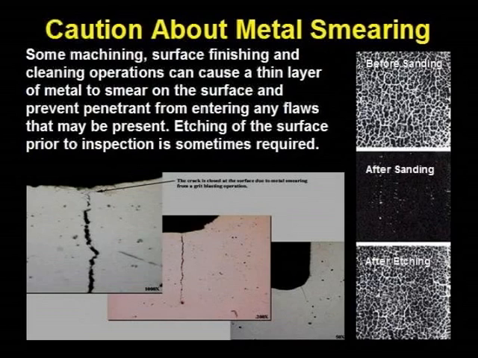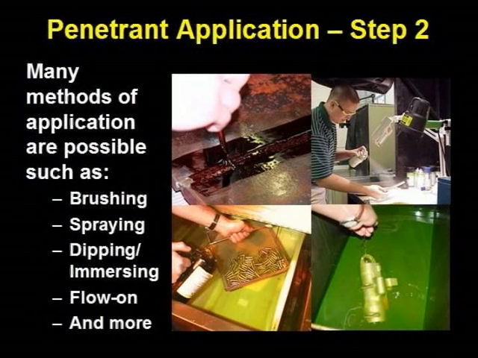Besides contaminants, the defects which normally would be surface breaking can sometimes be closed by metal smearing. If the machining, finishing, or cleaning operations could smear the surface, etching may be needed prior to penetrant inspection.